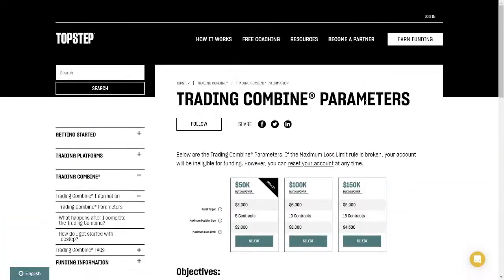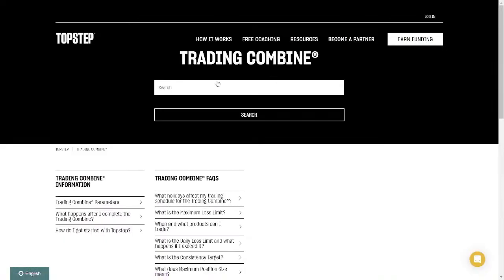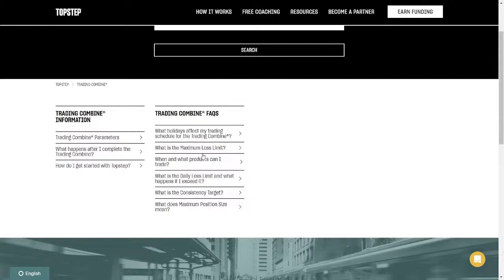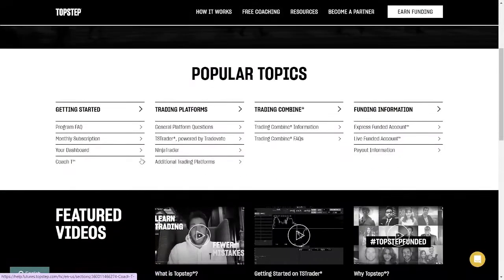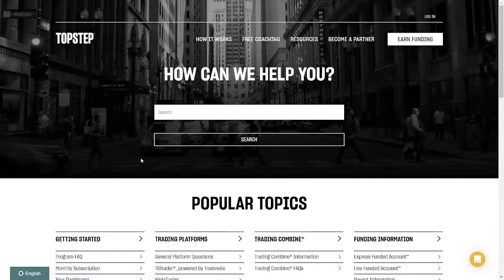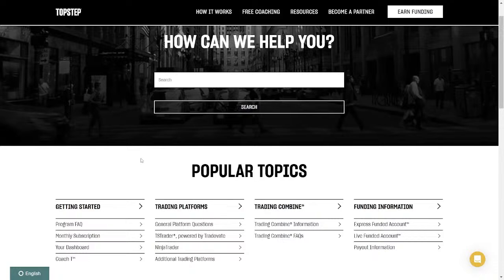This is about the trading combine parameters, but you can also back out up here to trading combine, which gives a lot of details about the trading combine. And then if you back out one step further, here are popular topics about TopStep itself. So this can be a lot of great information to answer your questions. They are also very, very responsive to any questions that you have. So you can send them an email, for example, or call them up and ask your questions there.